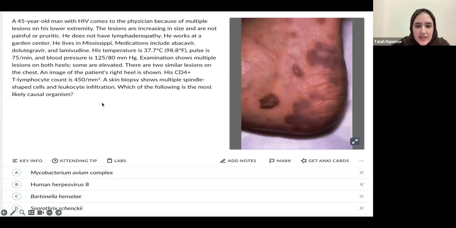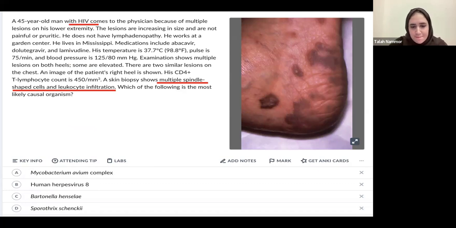So basically, someone has HIV and he has a bunch of lesions on his leg. And when we took a biopsy, we saw multiple spindle-shaped cells and leukocyte infiltration. What do you guys think this is? First of all, what's your diagnosis?